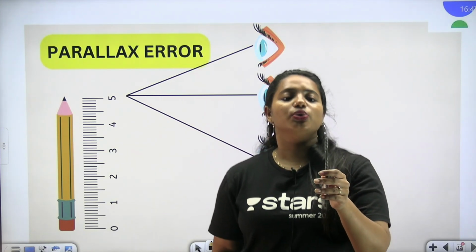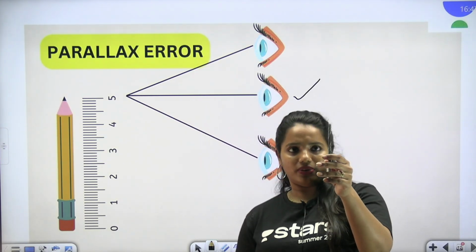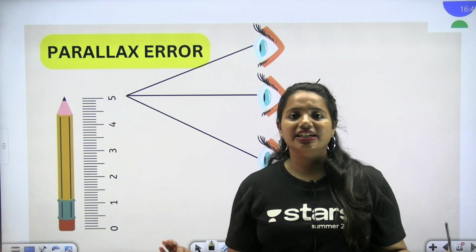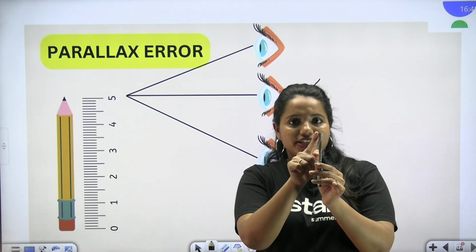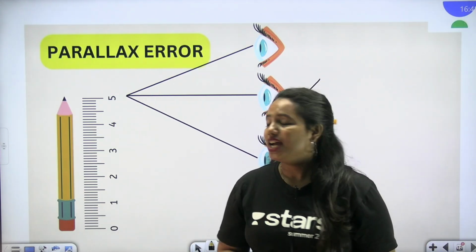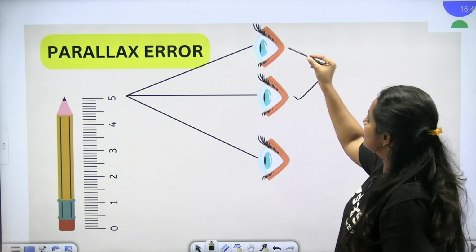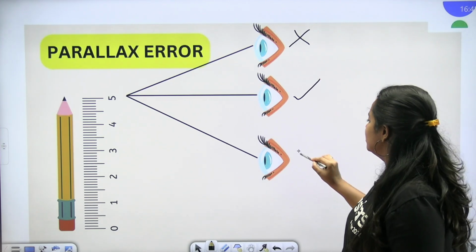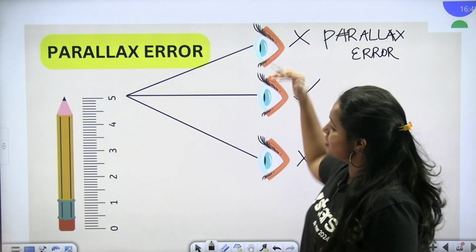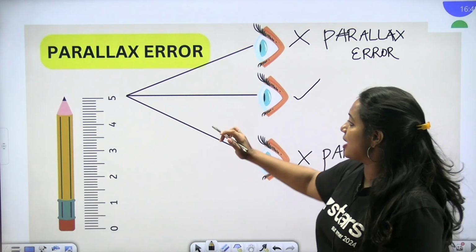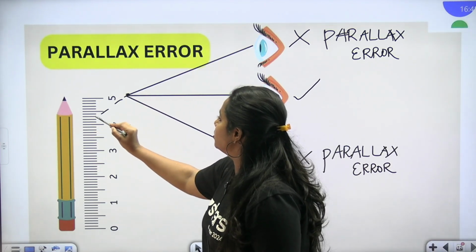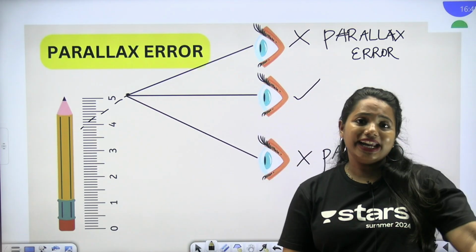I should not do like this or I should not go like this. You should be very clear that the line of sight should be straight enough to get a right reading. So this is right. And what about this one? This is wrong. This is also wrong. So these are the two positions where you get the parallax error, because there is a possibility that you will be seeing the reading like this.